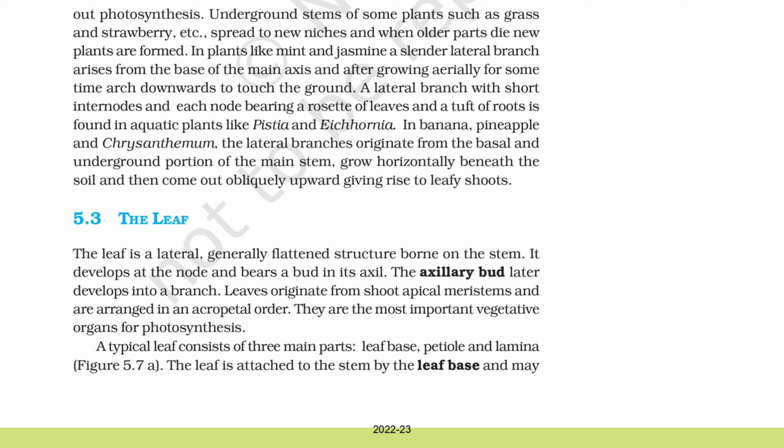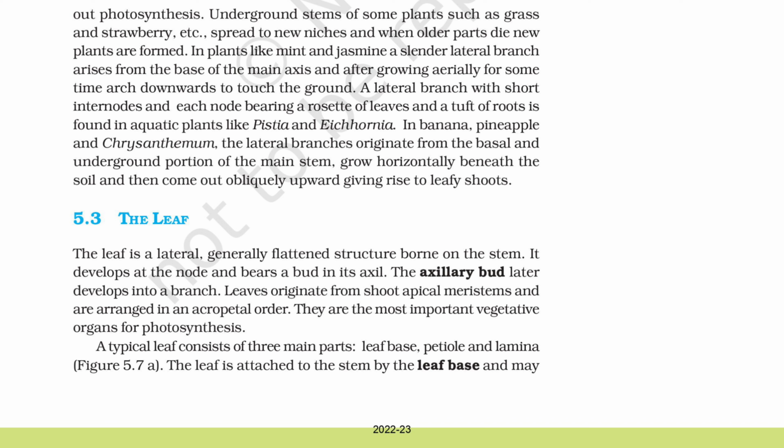Underground stems of some plants such as grass and strawberry spread to new niches, and when older parts die, new plants are formed. In plants like mint and jasmine, a slender lateral branch arises from the base of the main axis and, after growing aerially for some time, arches downwards to touch the ground. A lateral branch with short internodes, and each node bearing a rosette of leaves and a tuft of roots, is found in aquatic plants like pistia and eichhornia.